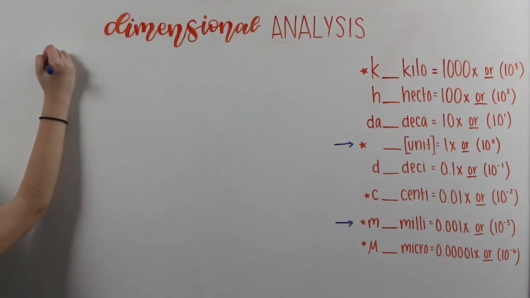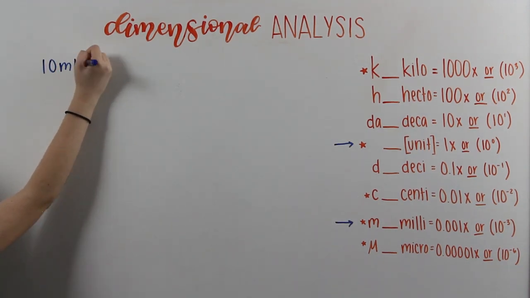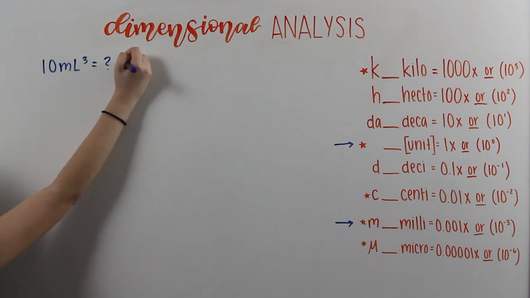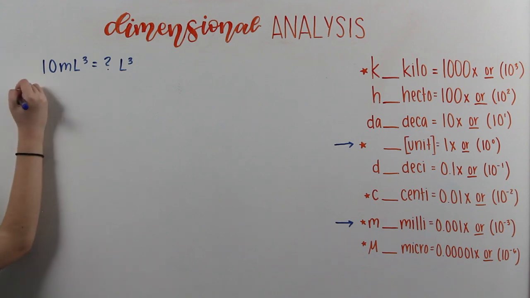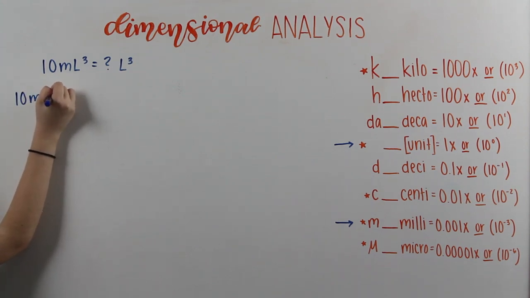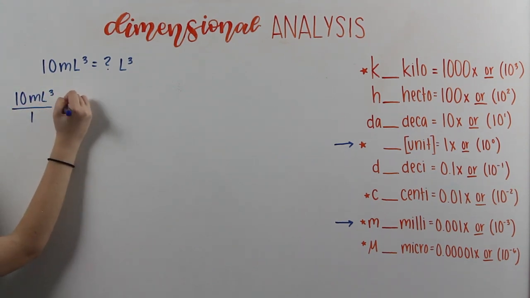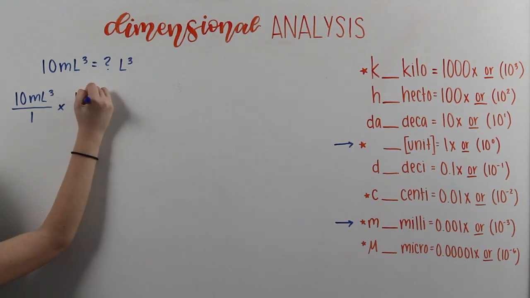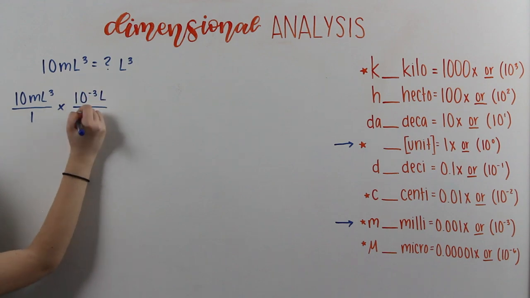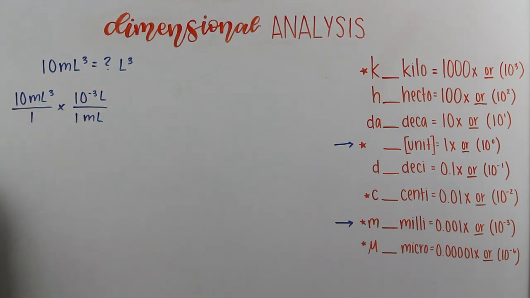Let's try a more advanced question with units that are cubed. How many liters cubed is in 10 milliliters cubed? Referring to the chart to the right, 1 milli is 10 to the negative 3 times the base unit, which means 1 milliliter is equivalent to 10 to the negative 3 liters. Again, we arrange the 1 milliliter at the bottom and 10 to the negative 3 liters at the top so we can cross-cancel the milliliter.